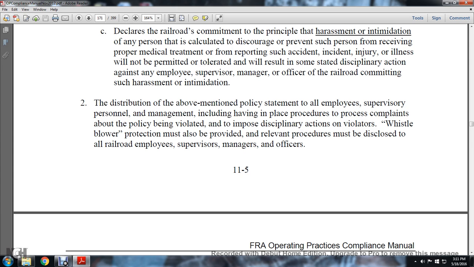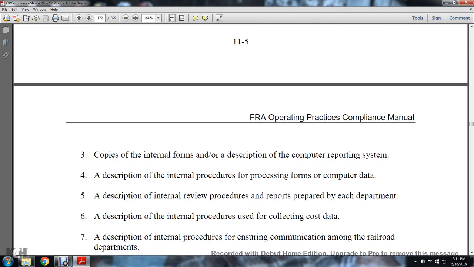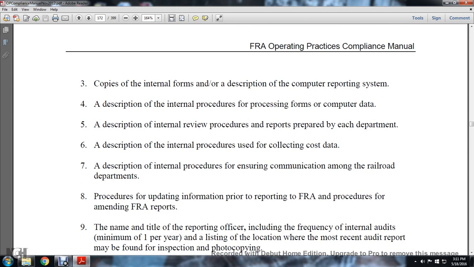Whistleblower protection must also be provided, and the relevant procedure must be disclosed to all railroad employees, supervisors, managers, and officers. 3. Copies of internal forms and a description of the computer reporting system, the description of the internal procedures for processing forms and computer data, and the description of the internal review procedure for reports prepared for each department.